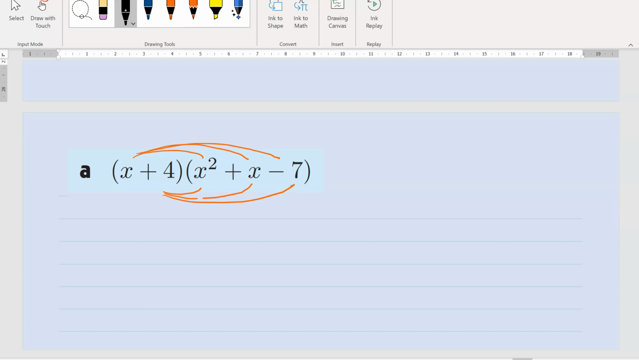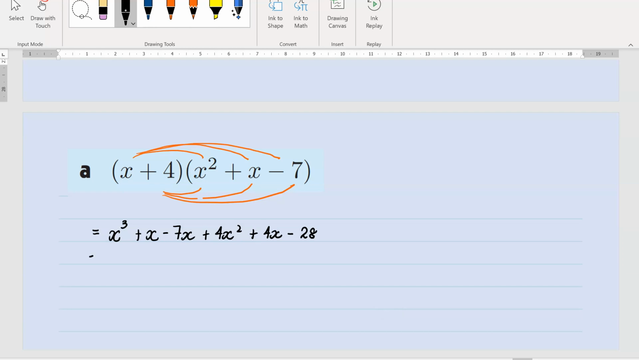So here we go. What's x times x squared? We talked about that earlier. That's x cubed. X times x is x squared. We've got x times a negative 7, so it's a minus 7x. Now that's that bit done. Now we times through by the 4. 4 times x squared, 4x squared. 4 times x is 4x. Positive times a negative is a negative. 4 sevens, 28.